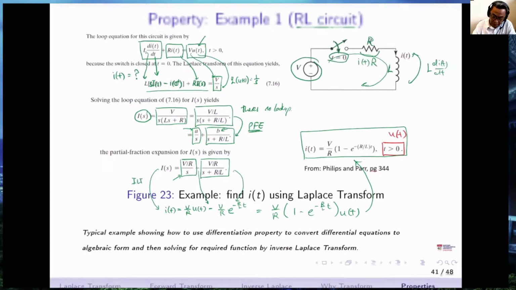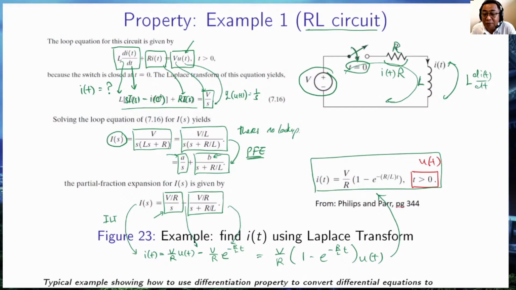So in this example, we have a simple RL circuit. We learned how to form the RL circuit as a differential equation. Then we convert this differential equation using the property of differentiation to get the algebraic form. We manipulate the algebraic form to get the equation that we want. And then by partial fractions, we express the complicated expression as individual little parts that have a lookup table, and we use the lookup table, and voila, that's the answer.